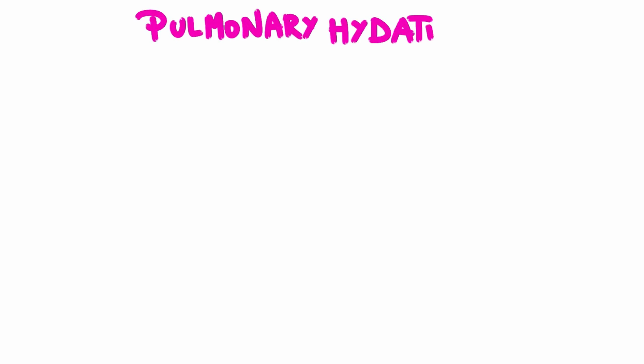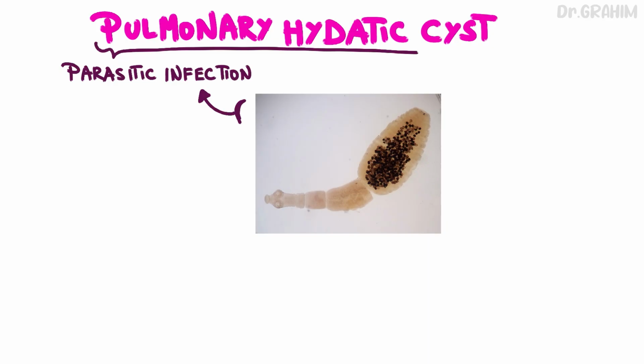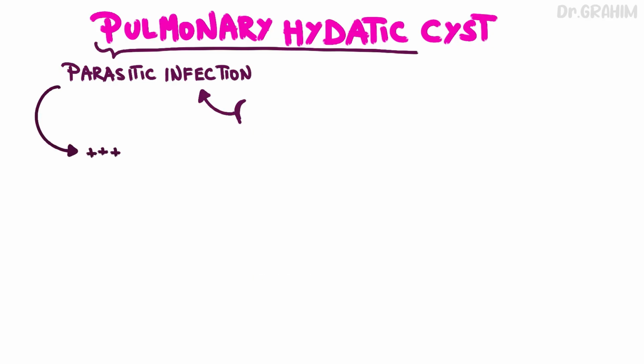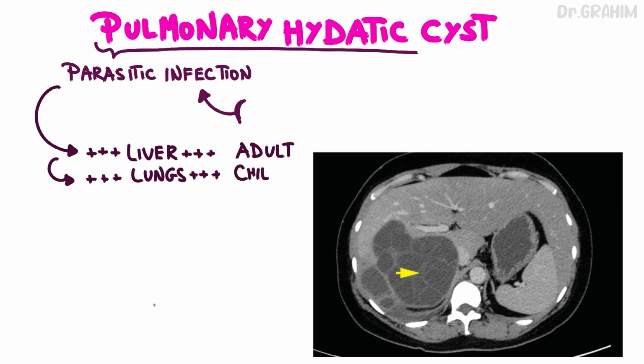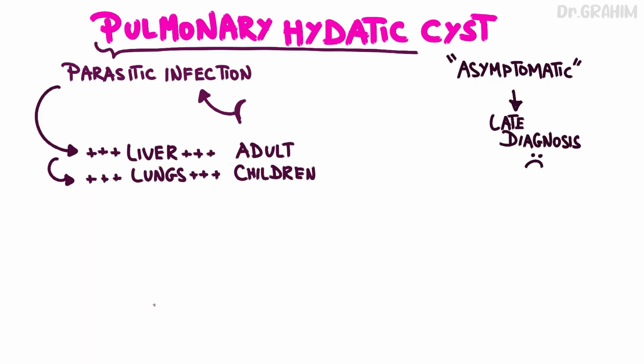Pulmonary Hydatid Cyst is a parasitic infection caused by Echinococcus granulosus, a tapeworm responsible for the formation of cysts in internal organs. In adults, hydatidosis is primarily located in the liver, while in children, the most common location is the lungs. The infection may be asymptomatic at first, and often the diagnosis is made late, when the cysts have grown large enough to cause symptoms or complications.